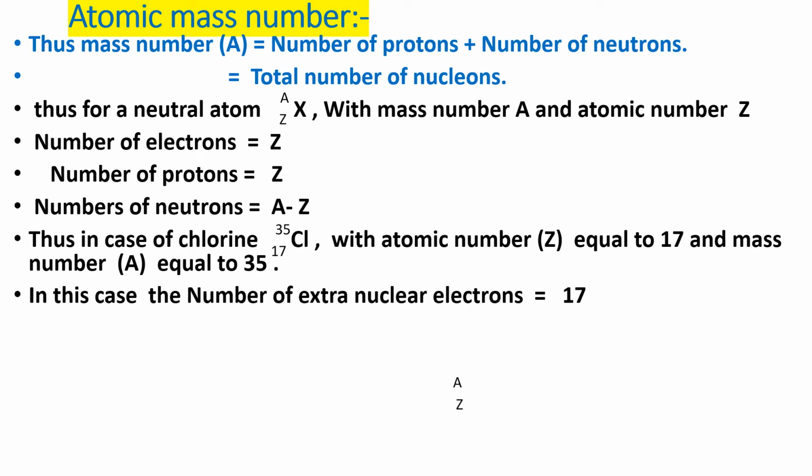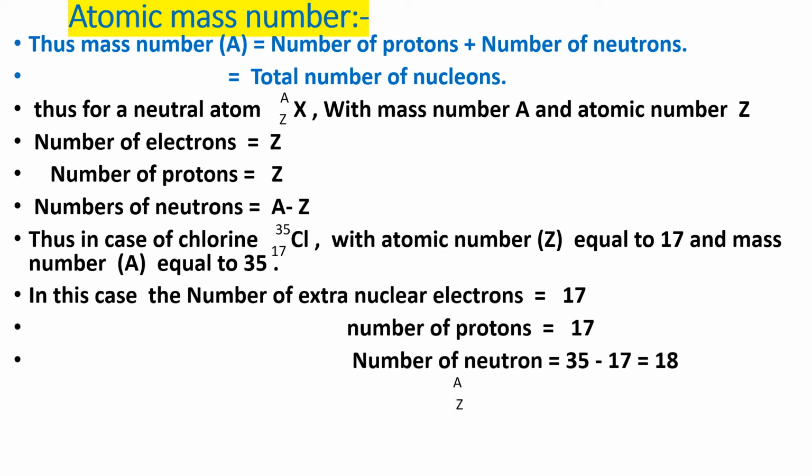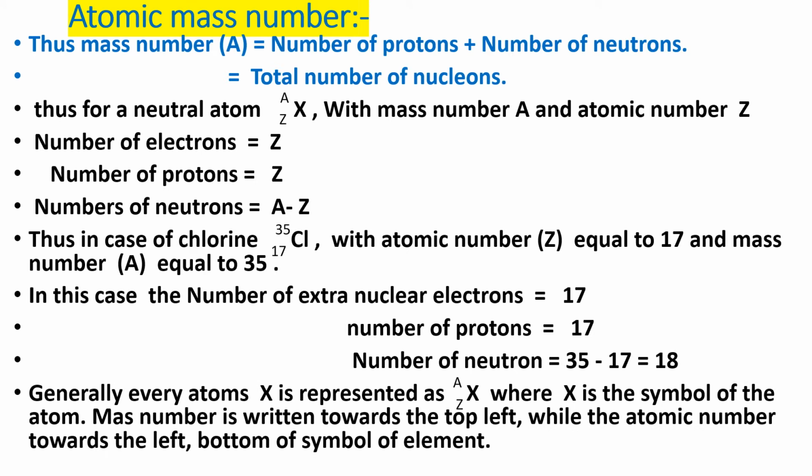In this case, the number of extranuclear electrons is equal to 17, the number of protons is also 17, and the number of neutrons you can easily calculate. A is equal to 35 minus 17, which is 18. Okay.